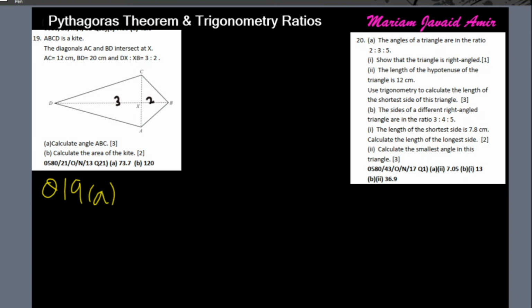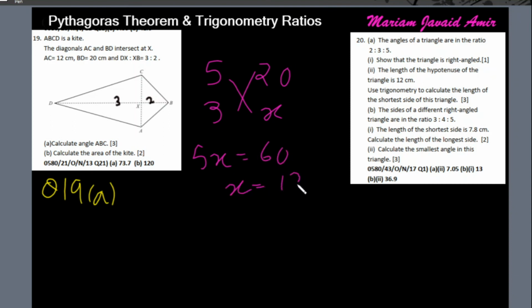So applying the ratio, if the total ratio is 5 and the whole length is 20, then 3 ratio will correspond to what value? So 5x equals 60, x equals 12. So this length is 12 centimeters, and the remaining length from X to B will be 20 minus 12, 8 centimeters.